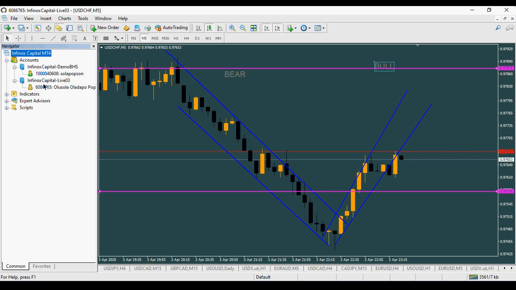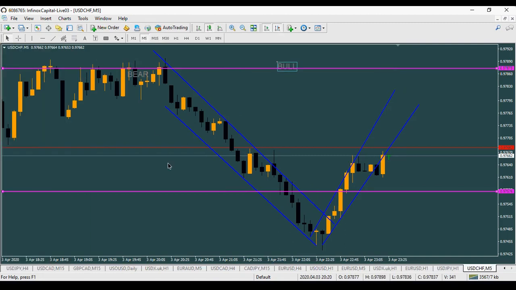This will tell you your account. If you have a live account, it's going to show you the name of your account, your account number, your name and all that. That shows you your account right here. That's the navigation window.